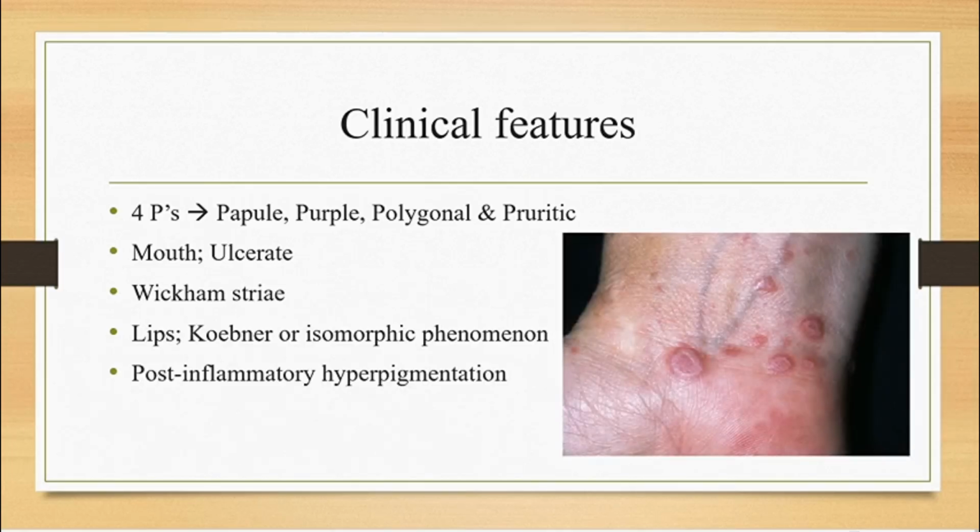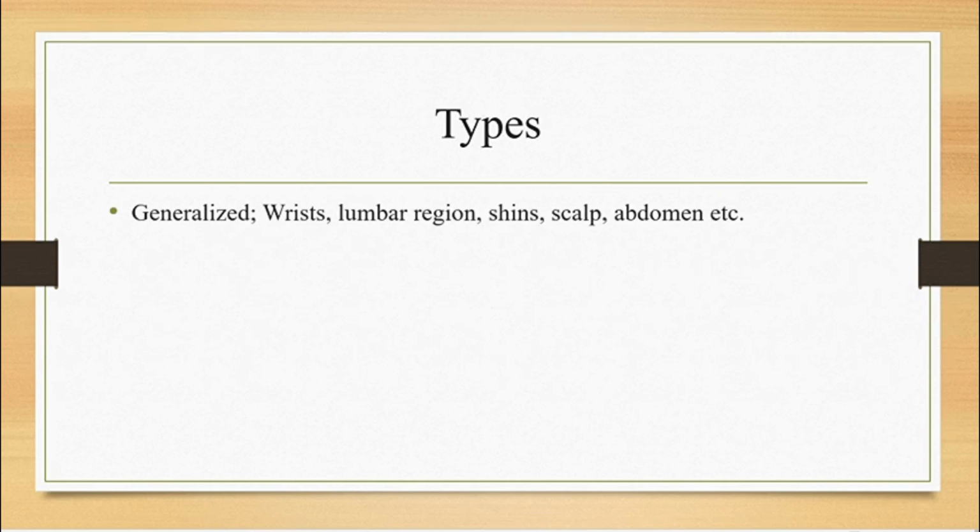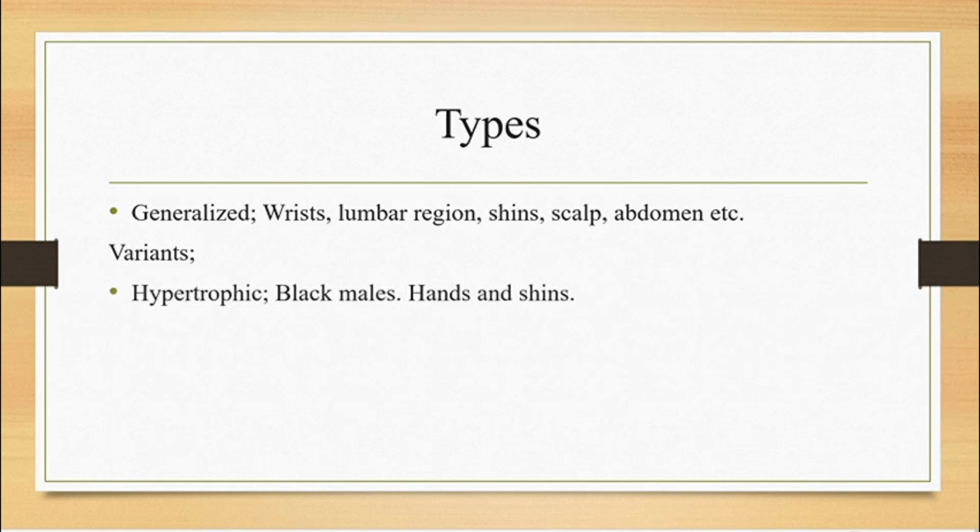Then there's post-inflammatory hyperpigmentation. It's quite common, especially in dark-skinned people. It can become generalized, which will include the wrists, lumbar region, shins, scalp, and the genitals, even the abdomen sometimes. You can have a hypertrophic variant, which is common in black males. The lesions usually become hyperkeratotic and they appear on the hands and the shins.